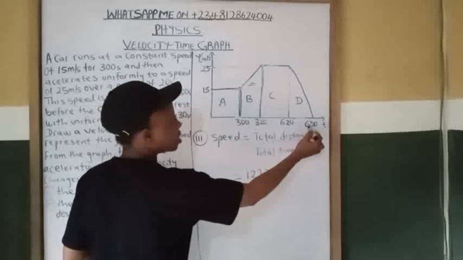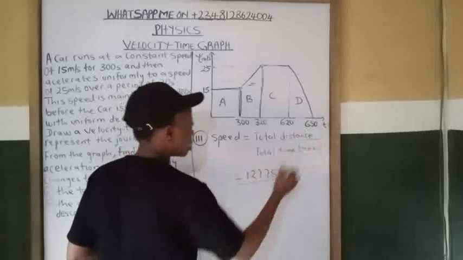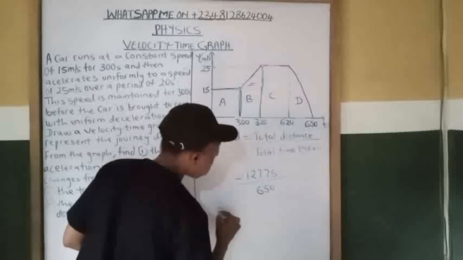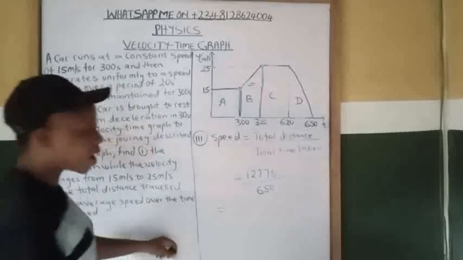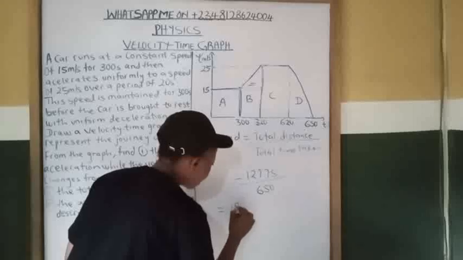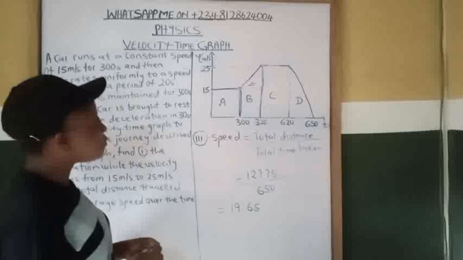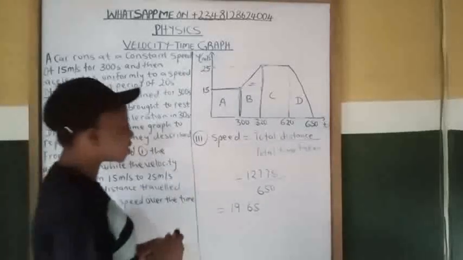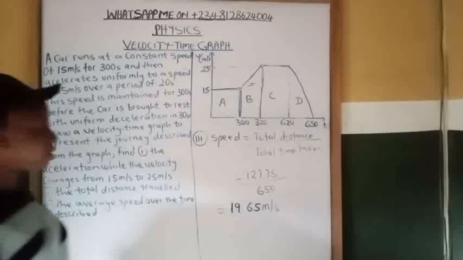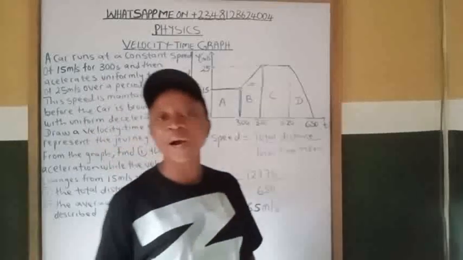So we come to the graph. 650 is our final time taken. So that is our total time taken. So our time taken is equal to 650. So 12,775 divided by 650 will give us 19.65. So 19.65 what? Our speed is in meters per second. So the average speed over the time taken is 19.65 meters per second.